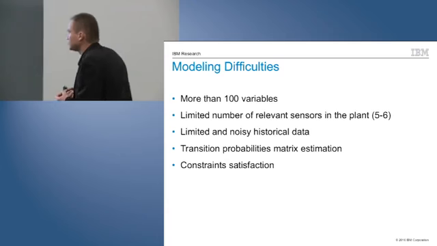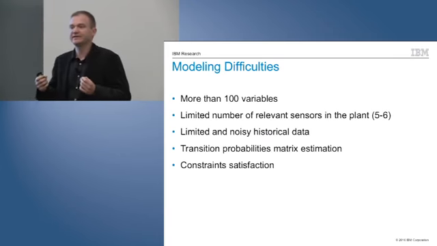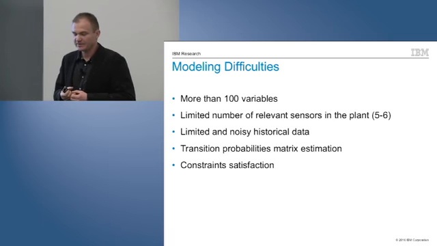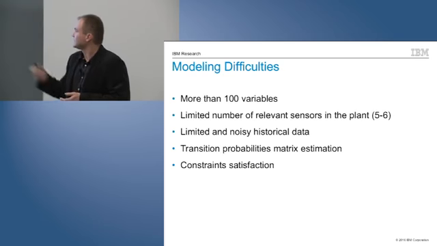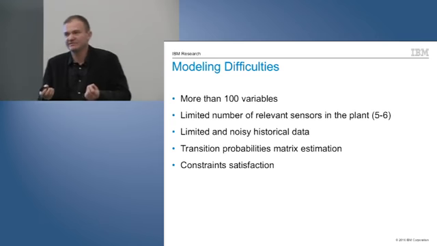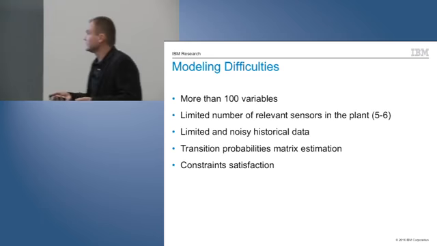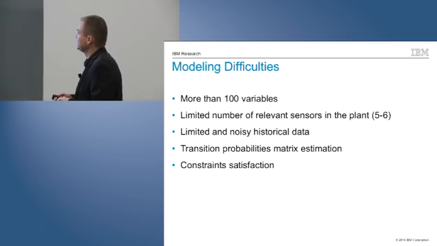There are several difficulties that we faced during the project. First of all, if we take a look at the simulation model, we will find more than 100 variables that are required for model representation. But when we go to the plant, we find just several sensors relevant for optimization. Historical data is limited and noisy, and the transition probability matrix doesn't exist.